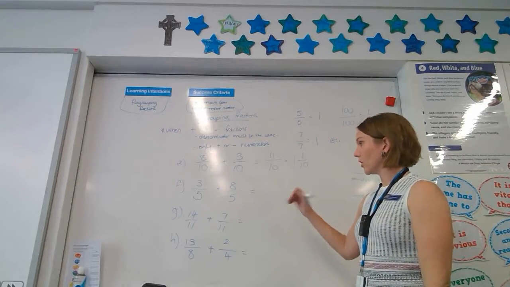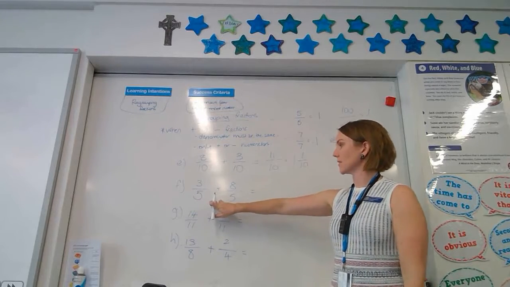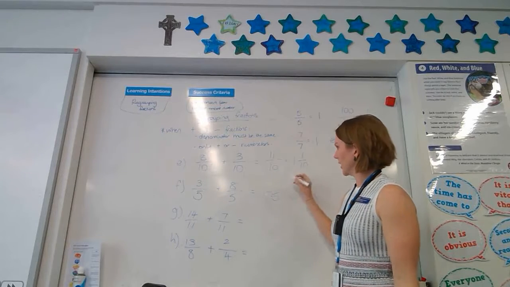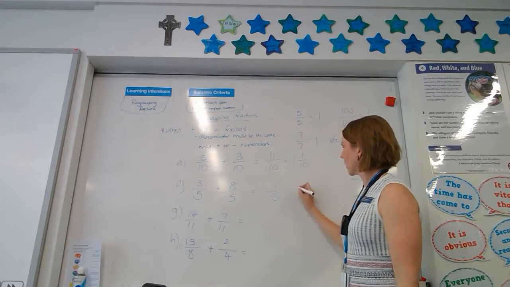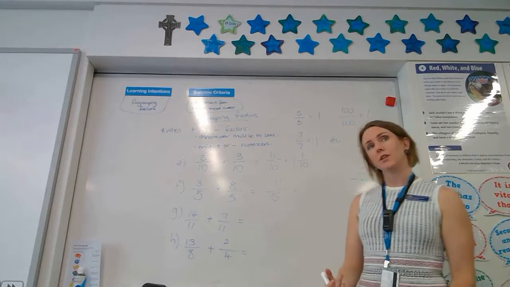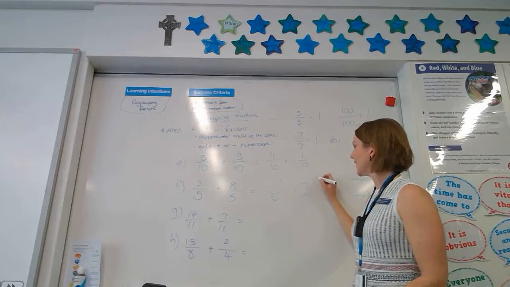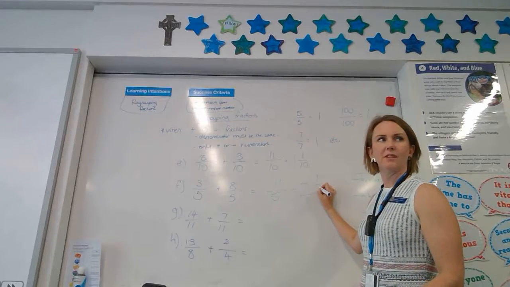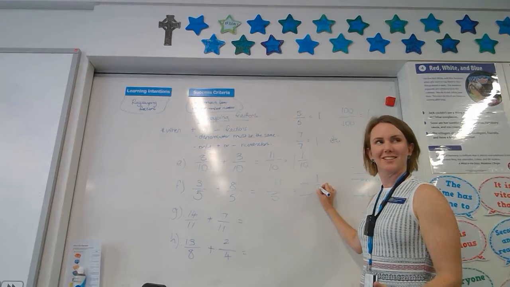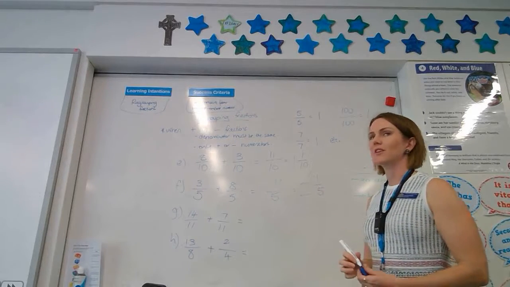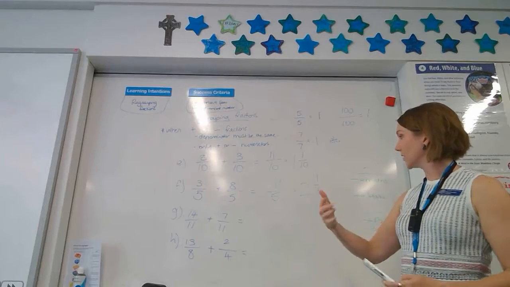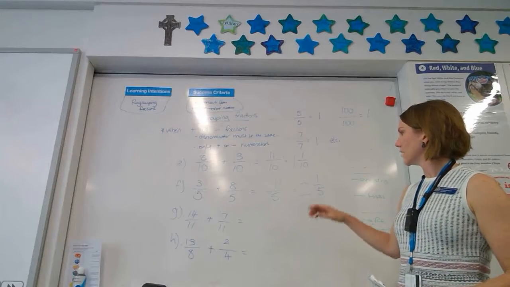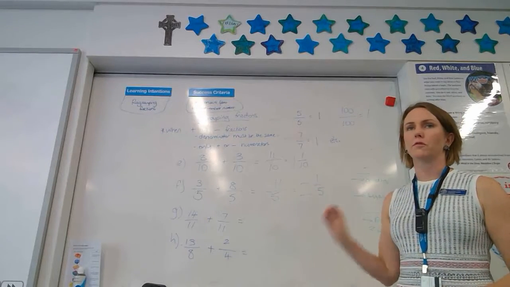Alright, so again, the next one, the denominators are the same, so our answer is going to be over 5. 3 plus 8 again is 11. How many times does 5 fit into 11, Archie? 2. And then it is 1 over 5. Because 5 fits into 10 twice, and then the remainder is 1 over 5.